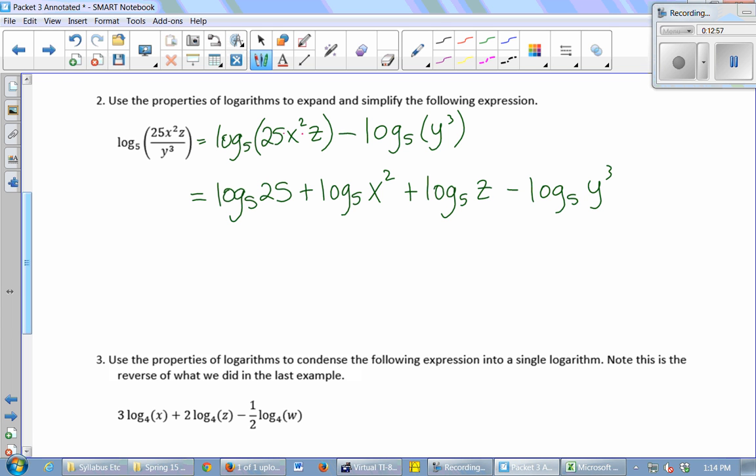Any questions there? So I just did one step there. I had the multiplications and I distributed my log and changed those multiplications to additions, because that's what the rule says.